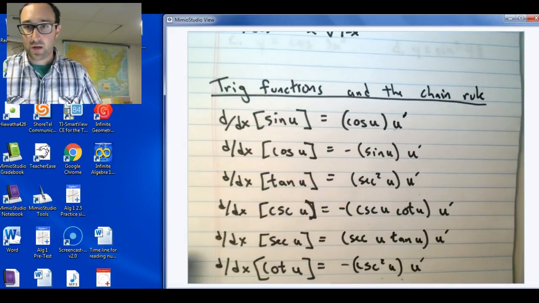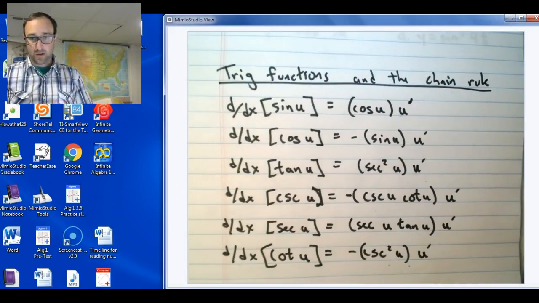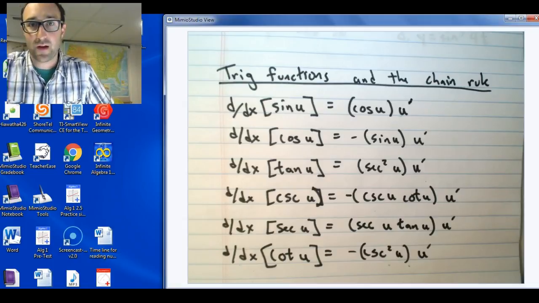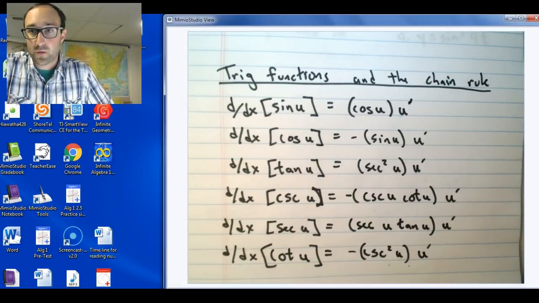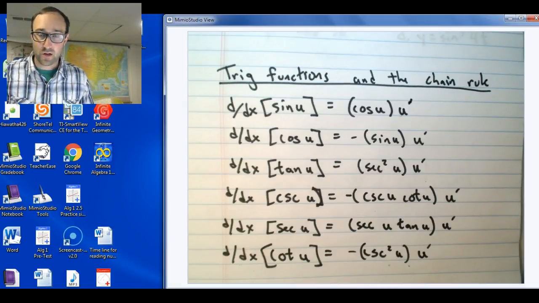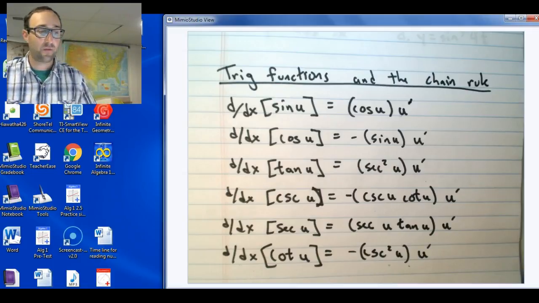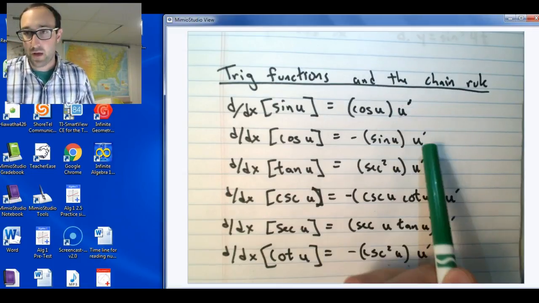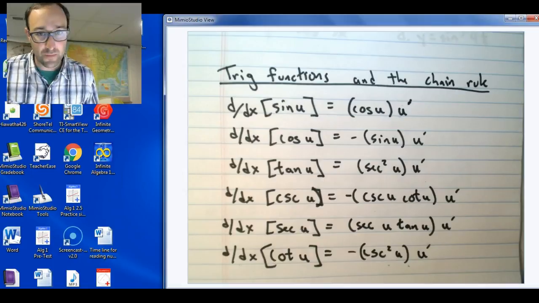All right, so here's the last thing you're going to look at, and these are the trig functions. I'm not going to go through them all because you have the ability to pause. So go through and make sure you know what the trig functions are. It's exactly the same as the other trig functions, but now we've just included the u prime. Okay, so there is your second example on the chain rule.